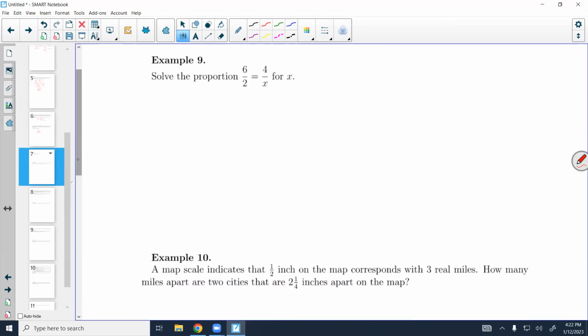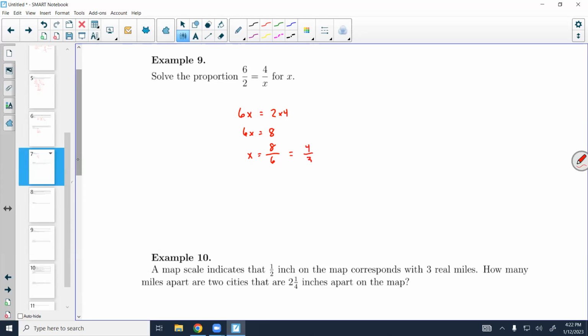So again, solve the proportion, we cross multiply. 6 times x equals 2 times 4, x equals 8, x equals 8 over 6. And unless it says reduce it to the smallest terms, just leave it. It's too easy to make a mistake.